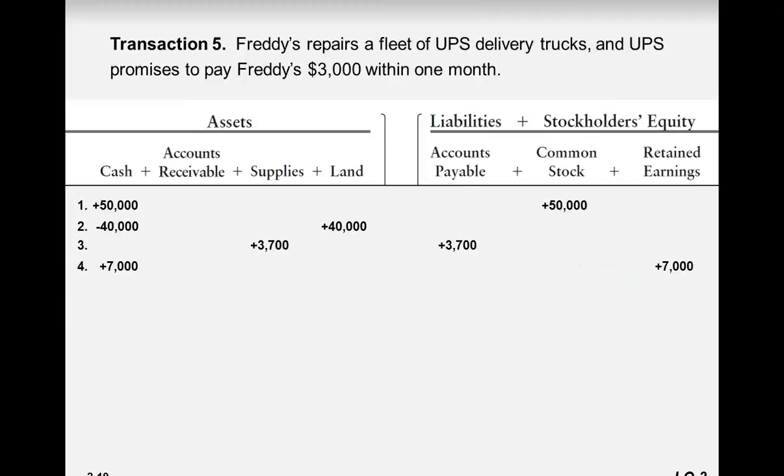Freddy's repaired a fleet of UPS delivery trucks, and UPS promises to pay Freddy's $3,000 within 1 month. So this is a promise to pay. We provided a service, and we have an accounts receivable, both for $3,000.